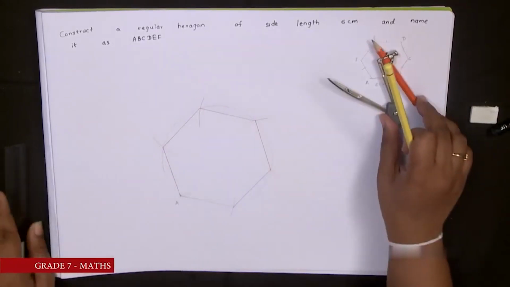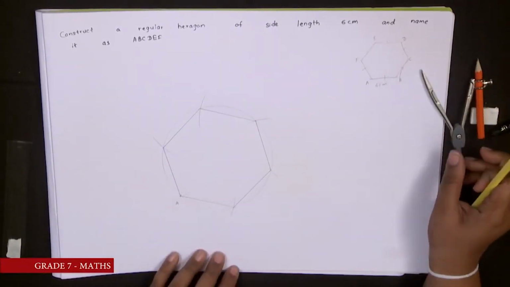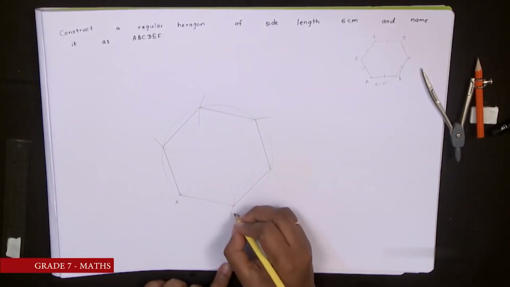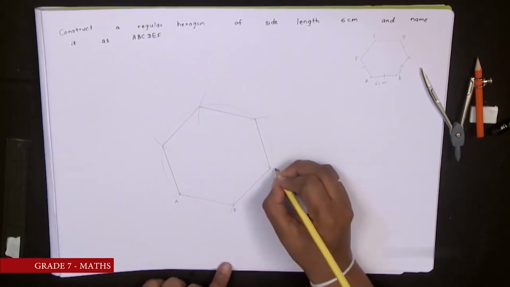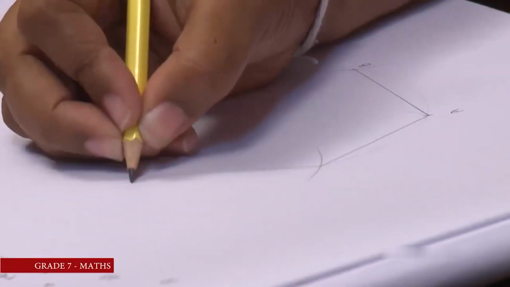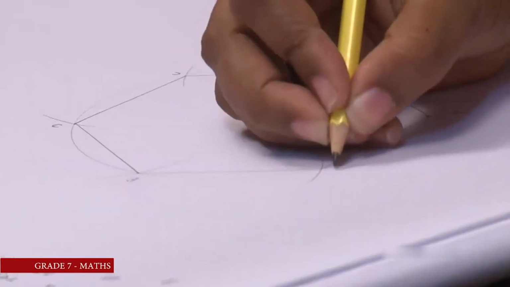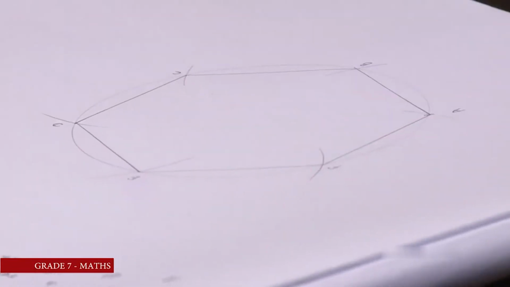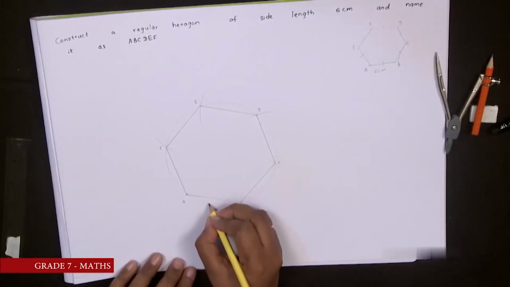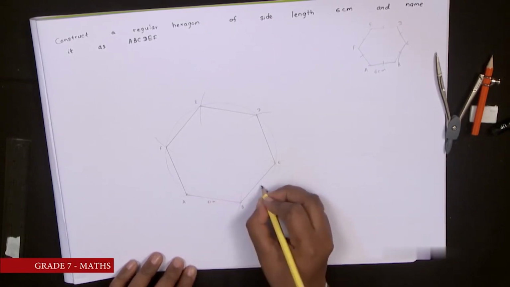Right. Now we got a regular hexagon. I am going to name it. Point A is there, point B, point C, point D, point E, and finally point F. Now the length of a side is 6 centimeters. So we will mark the length of each side.